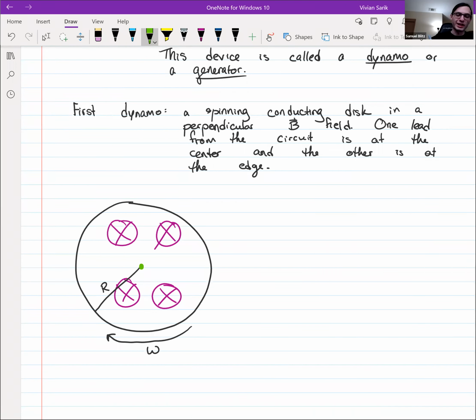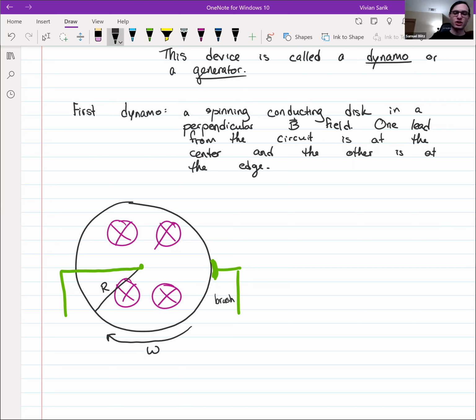We would have a lead that comes in from the center and goes to do something else. Then we would also have a lead that's connected to, say, a brush, because the thing's spinning, so you don't want to just glue it. It has to just be connected. This uses the same technology, by the way, as the brush type of technology you would need for a brushed motor. So the question is, why does this generate an EMF?